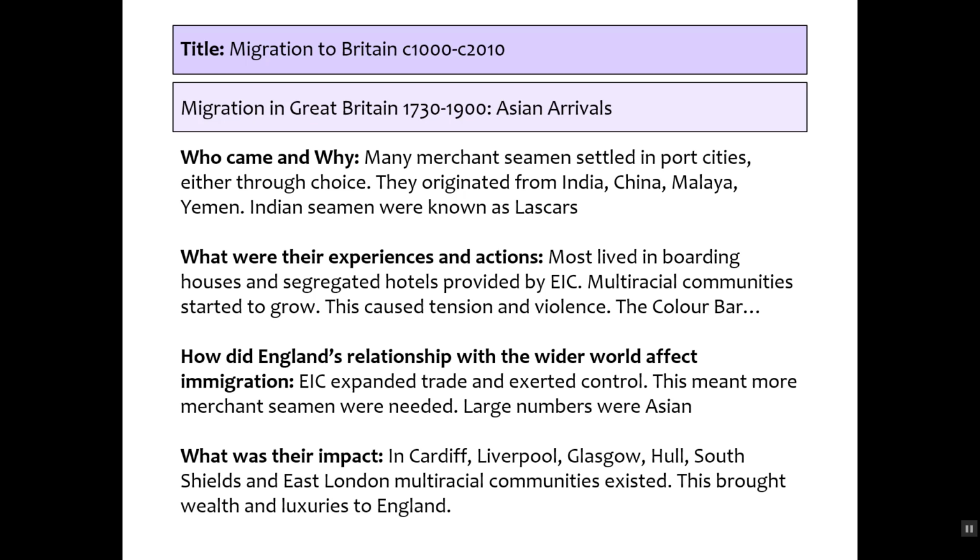As the EIC expands, trade expands, control expands, and more seamen are needed. Large numbers of these were Asian. They're known as Lascars. They originate from India, from China, Malay, Yemen as well. They mostly live negative lives. They live in boarding houses that are owned by the EIC. They're segregated. They're paid less than white seamen. Multiracial communities, though, do start to grow, and we see that in Cardiff, in places like Butetown. We see that in Liverpool, Glasgow, Hull, South Shields, London, etc. And really in this period we start to see the beginnings of multiculturalism.